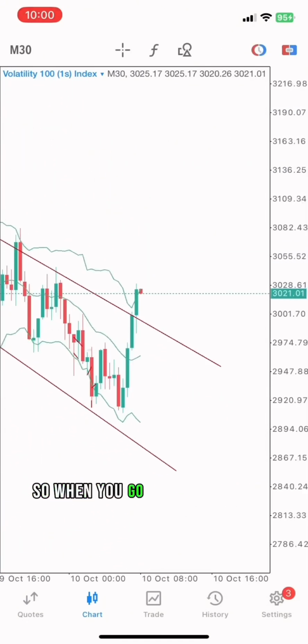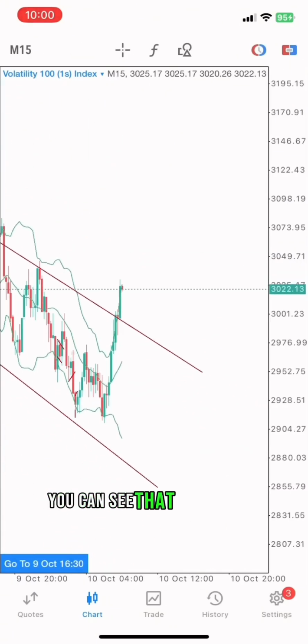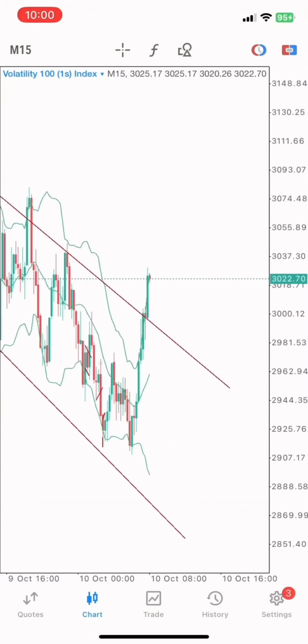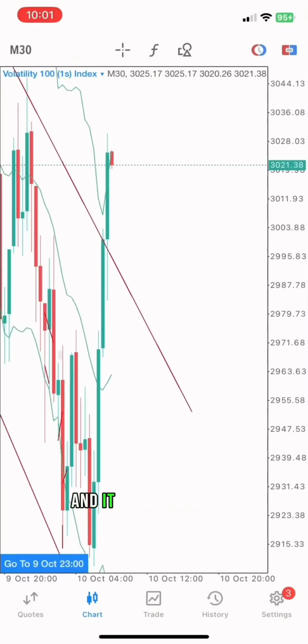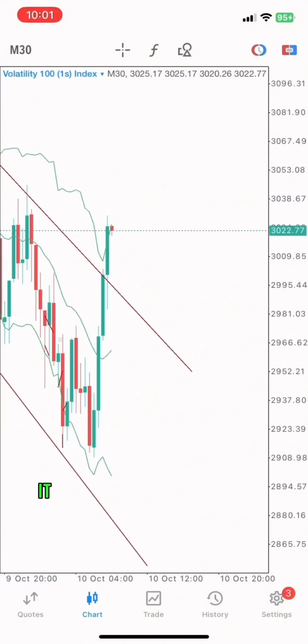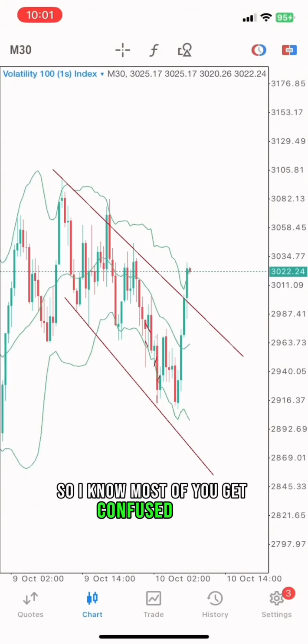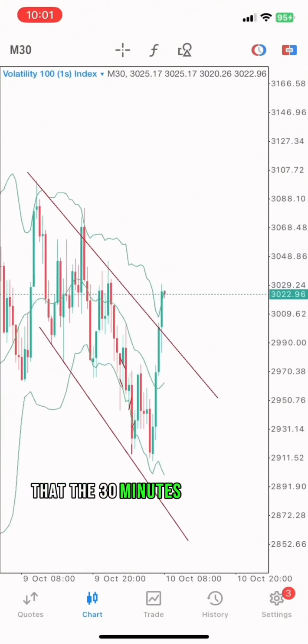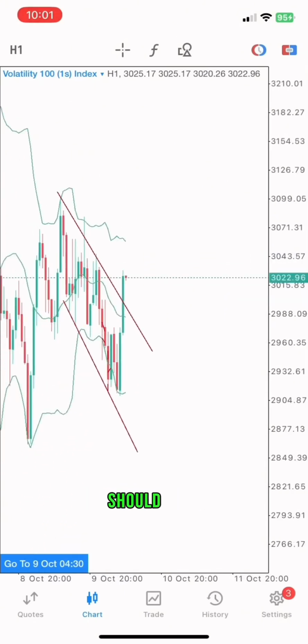So when you go to the 15-minute time frame, in the 30, you can see that it has made a powerful breakout and it's about to retest. In the 30-minute time frame, it has touched the top Bollinger Band part. I know most of you get confused here that the 30 minutes has touched the top Bollinger Band part in the 1 hour. Yes, and so should I sell, should I buy?